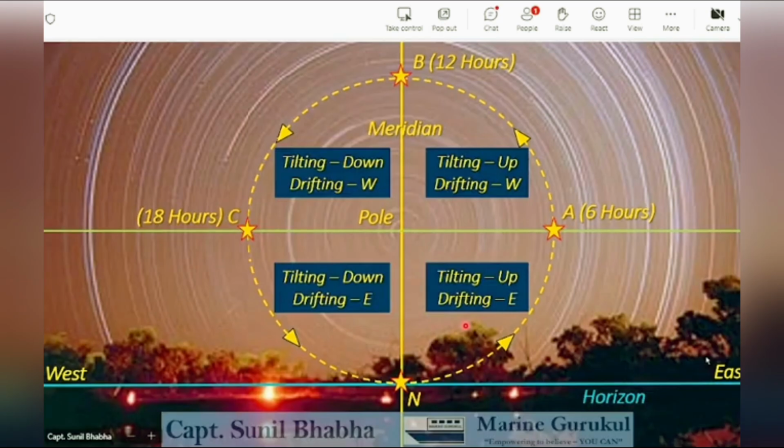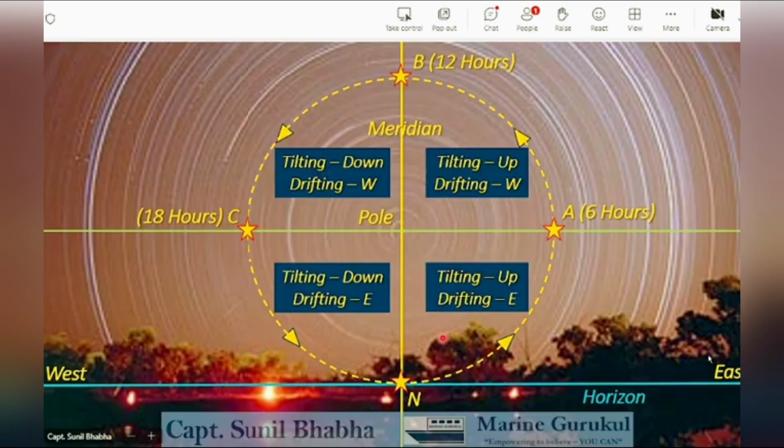Now these are very important to understand the making of or converting of a free gyro into a gyro compass. Once we know these directions, it makes it very, very easy to understand how a free gyro is converted into a gyro compass.